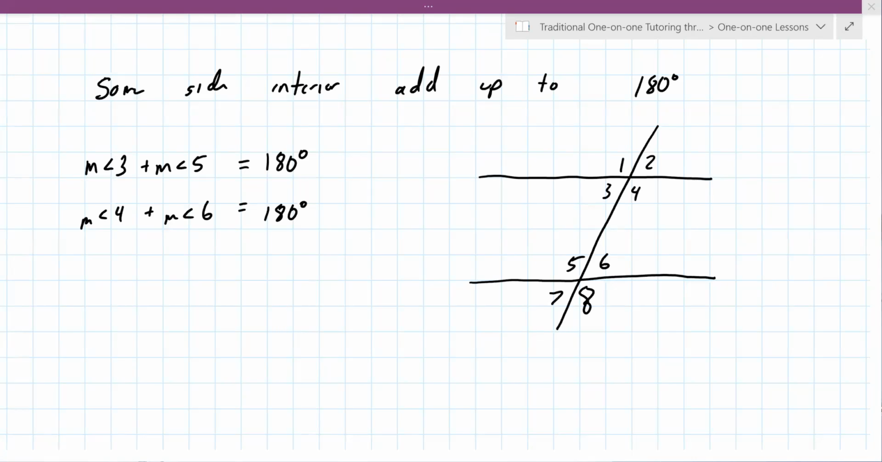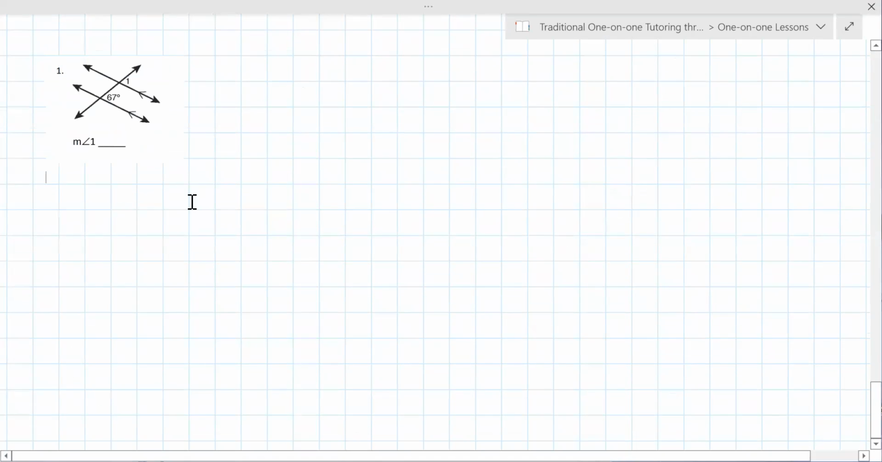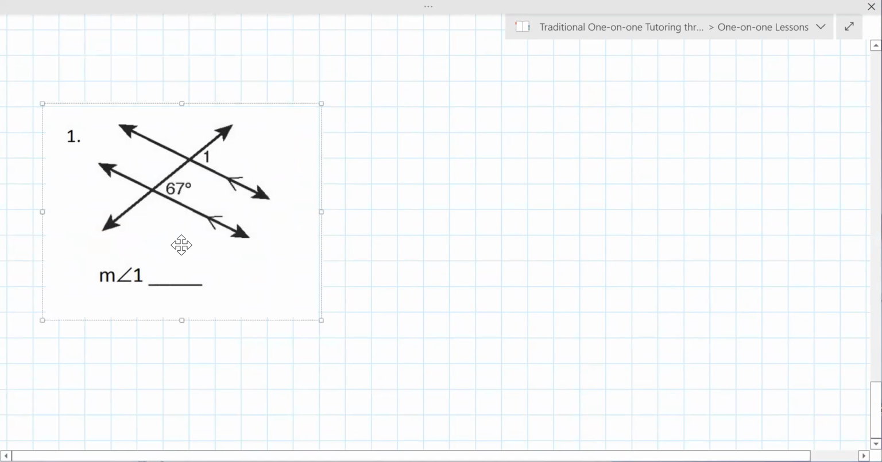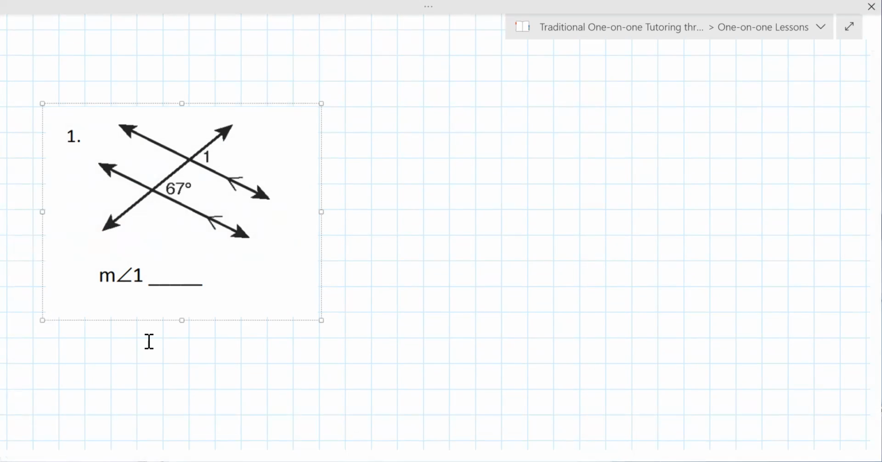You'll see they're pretty basic. So one of the things that I'm going to ask you to do is to not just give me the answer, but we'll talk about why it's the right answer, meaning like which of those ones did I go through? Is it alternate interior, alternate exterior, corresponding, vertical, and so on? Okay, so the first problem here, can you tell me what the measure of angle 1 is?